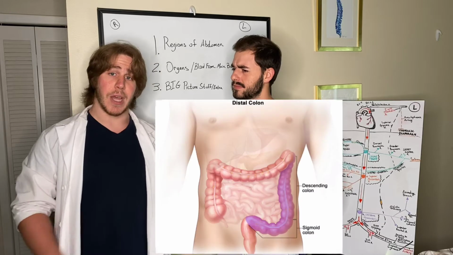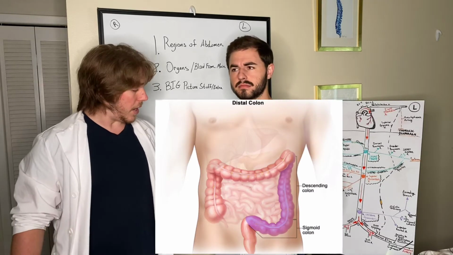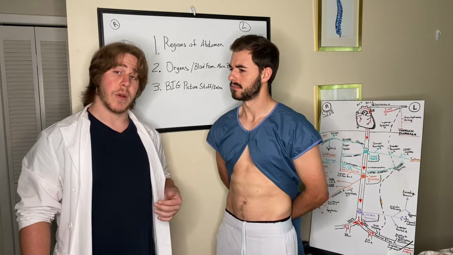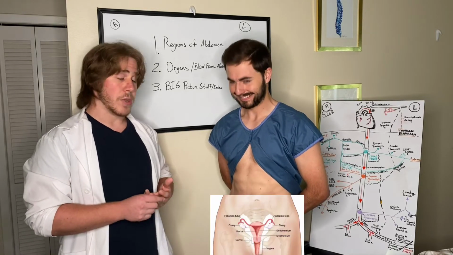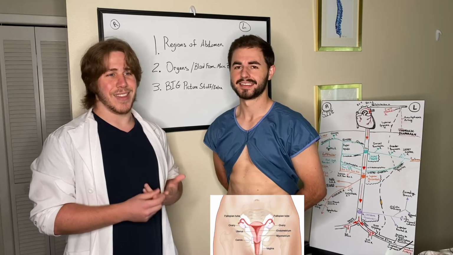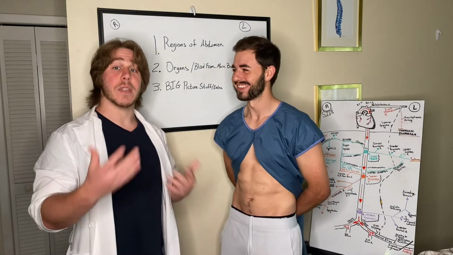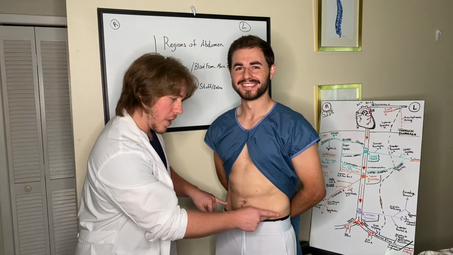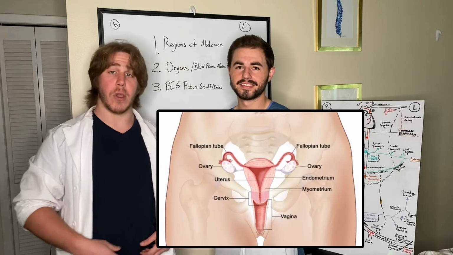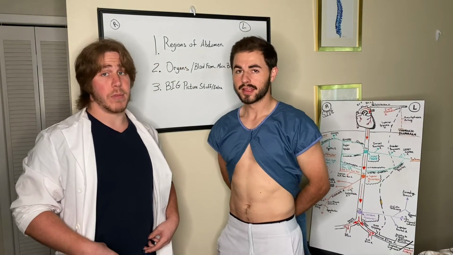The other side has your sigmoid colon, and the hypogastric region contains your uterus if you're female, and your urinary bladder, and that'll be it if you're male. Something else to include is that the left and right inguinal regions will also have the ovaries and the uterine tubes if they're there.